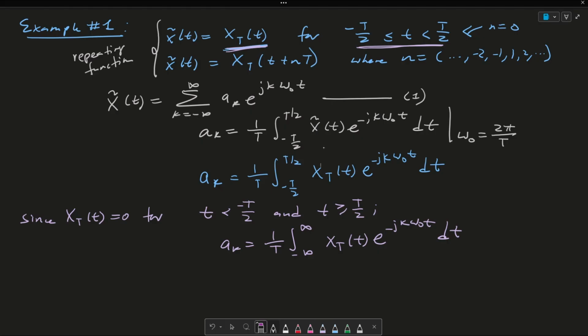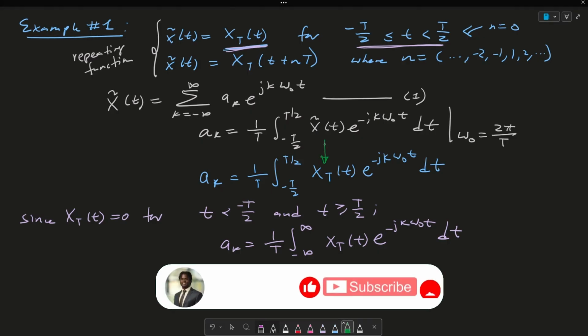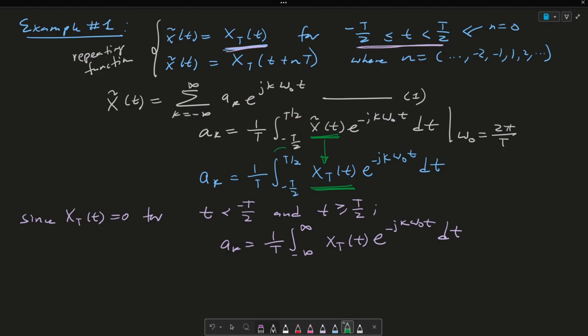So I hope that makes sense. Essentially, this is the switch from our repeating function to our window function, and then changing our parameters from negative T over 2 to T over 2, to negative infinity to infinity.